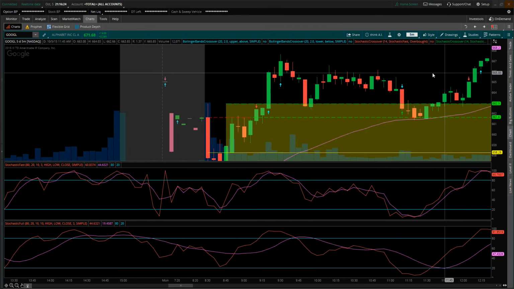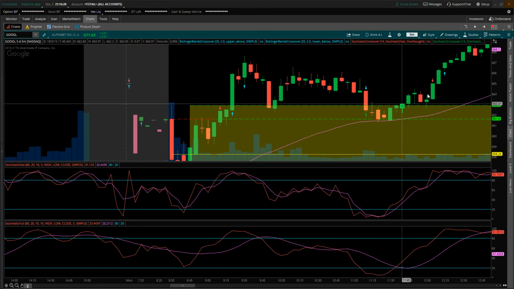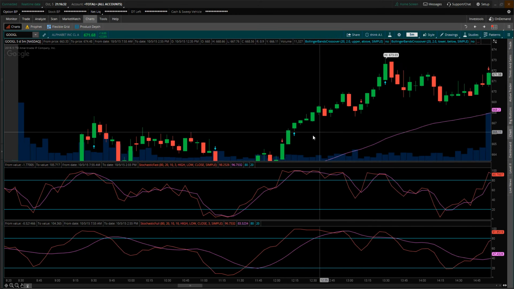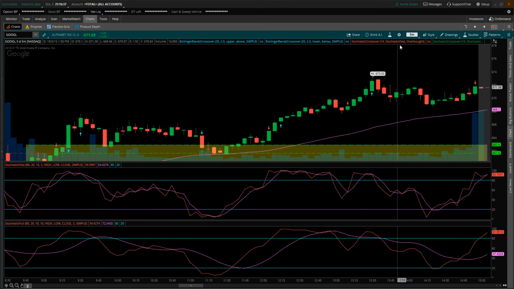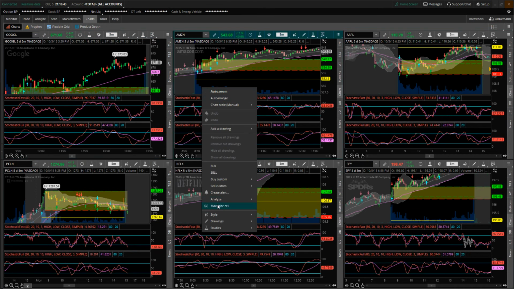So we notice here that we came back and we tested this open price, and we saw another opening range breakout, and that's where we got the real continuation, where we saw the high of day. So let's take a quick glance at some of the other stocks that we saw opening range breakouts with today.